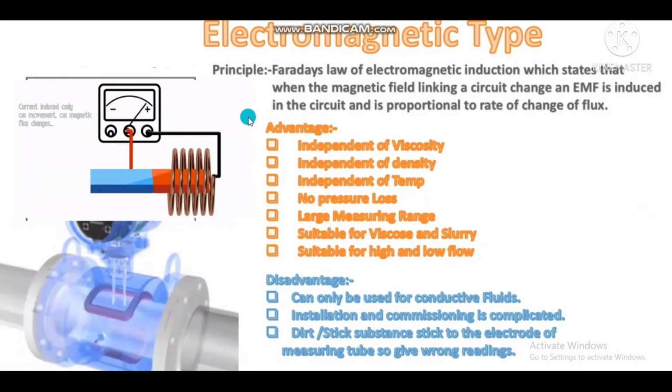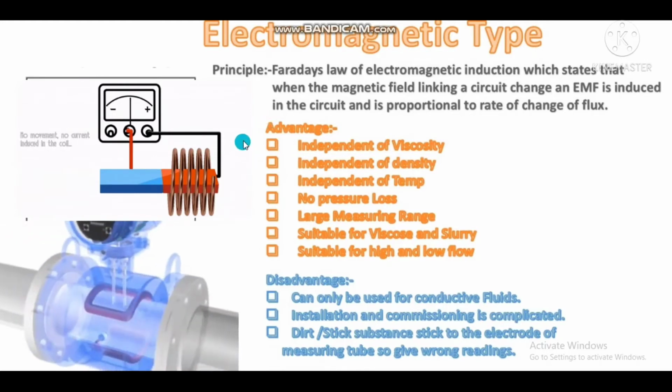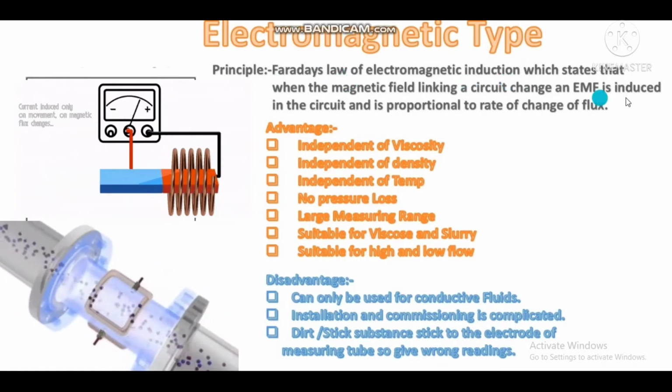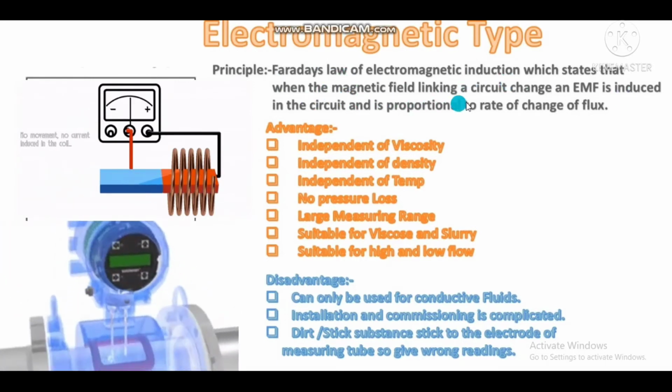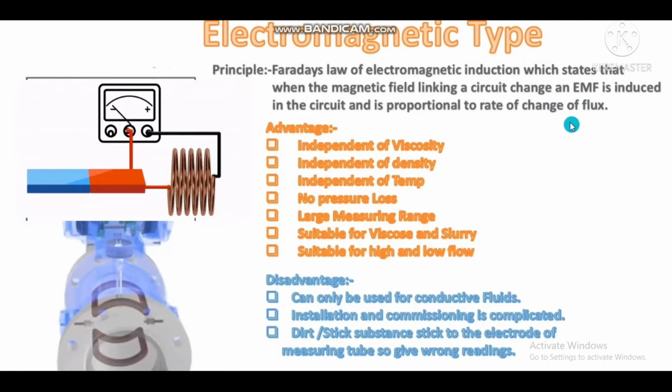Now the second type was the electromagnetic type. In the electromagnetic type, the principle is that it works on the basic principle of Faraday's law. So here we will be studying about Faraday's law. We have to get a basic idea of this. Faraday's law of electromagnetic induction states that when the magnetic field linking a circuit changes, an EMF is induced in the circuit and is proportional to the rate of change of the flux.